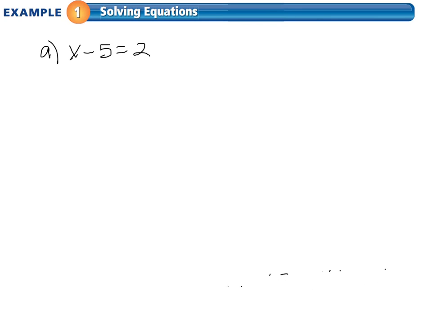So the first thing we do is we have to get the variable by itself. My goal is to write an equivalent equation where this equation here and this equation here would be the same. So what we have to do is undo the minus 5. If I undo the subtraction, we use inverse operations. The opposite of minus 5 is plus 5. But if I add 5 to the left side, I have to add 5 to the right. So now if I simplify, the negative 5 plus 5 cancels. So what I'm left with is x equals 7. Now take your 7 and plug it back in. Does 7 minus 5 equal 2? It does.